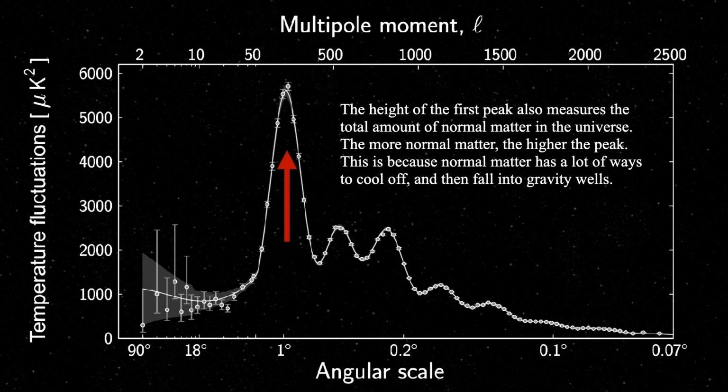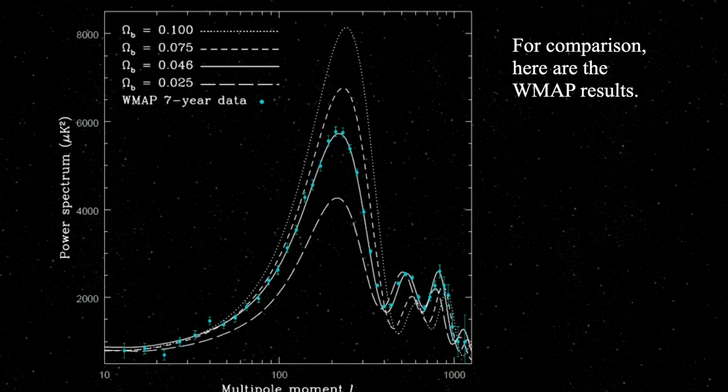Okay, so that also measures the total amount of normal matter in the universe. The more normal matter, the higher the peak, because normal matter gives lots of ways to cool off and falls into the gravity well. So the more normal matter there is, the higher this peak will be. And this is a comparison of the results from the WMAP that clearly shows that the baryonic matter is about 0.046, or about 5%. About 5% of the entire universe is made up of normal matter. Then that is what we correspond.